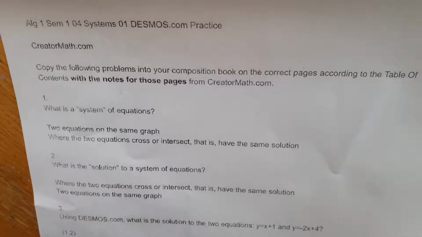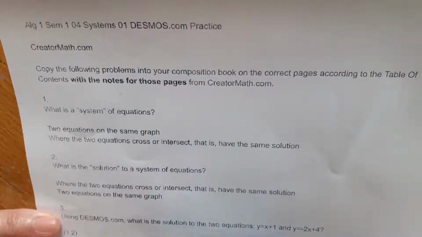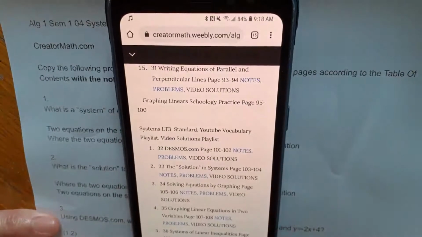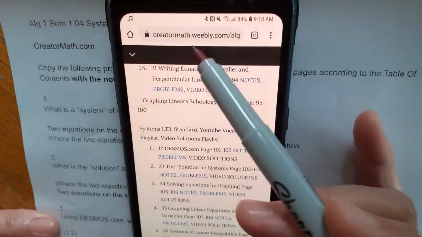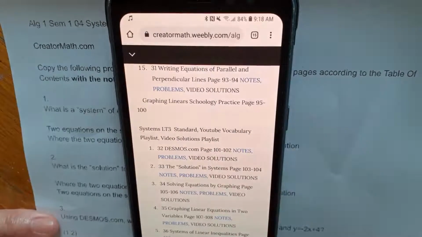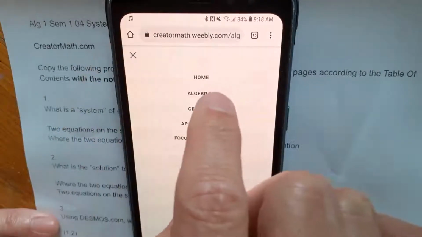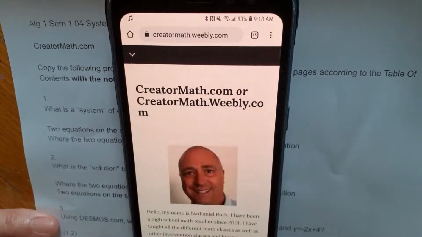All right, so I try to show you with each of these problem sets how to get there. Here's the site name, creatormath.weebly.com. Google that. All right, so go home. This is what you should get when you click on that from Google.